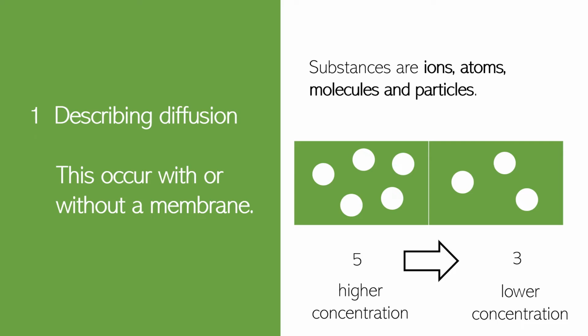Diffusion occurs with or without a membrane. The movement stops when it reaches equilibrium. It means that the number of substances on the left and right are equal. This is what we call the state of equilibrium.